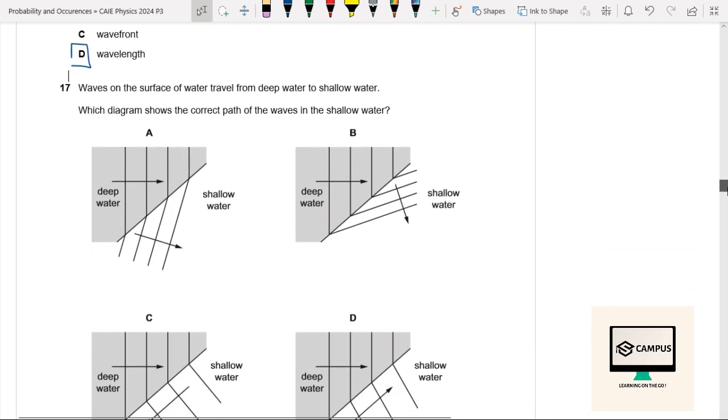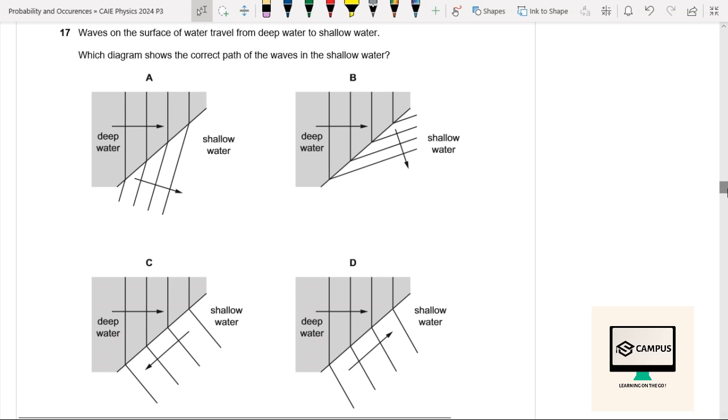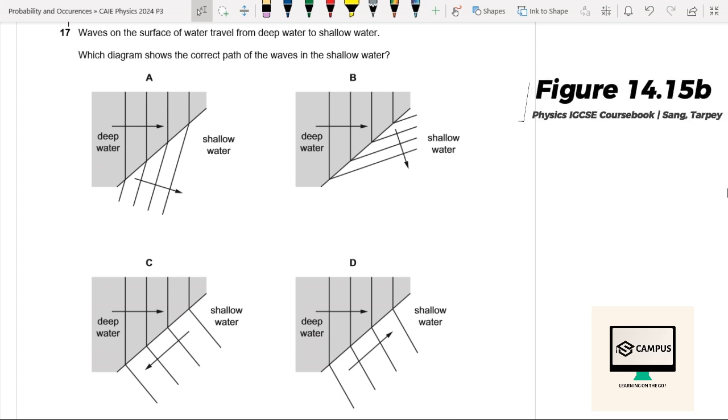Question number 17. Waves on the surface of water travel from deep water to shallow water. Well, that's one of the examples given in the book as well. Which diagram shows the correct path of the waves in the shallow water? All right, so water is moving from deeper water to the shallow water. The water speed or the water currents in the deep water are higher compared to shallower water because in shallower water there is seabed closer to the water currents. So there is resistance offered by the seabed. That's why the shallow water wave speed is lower.